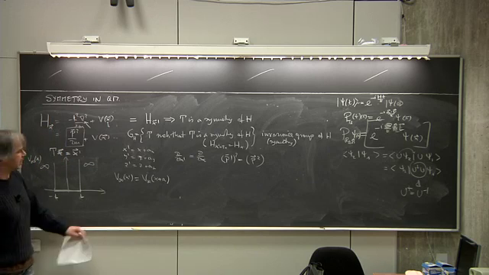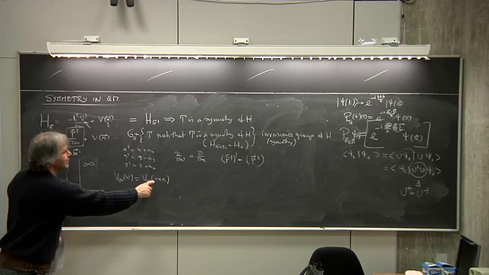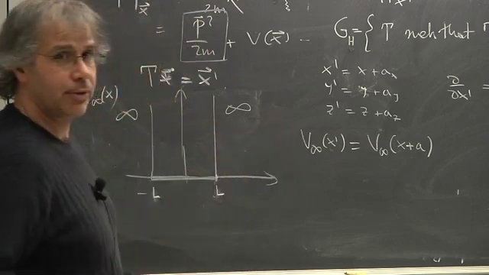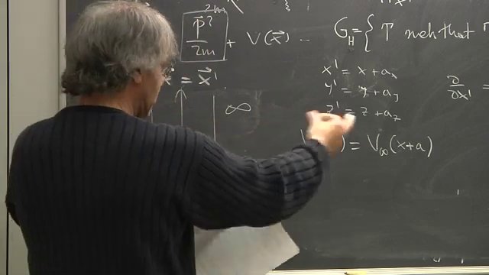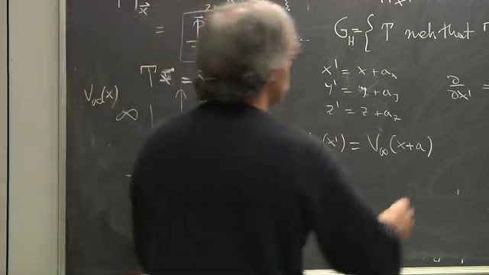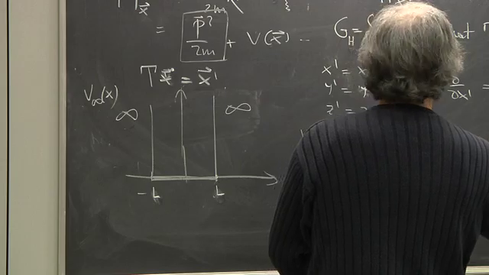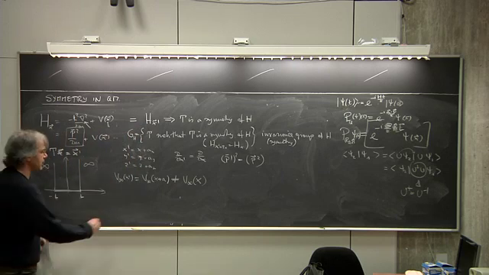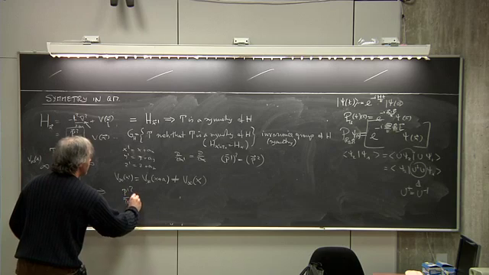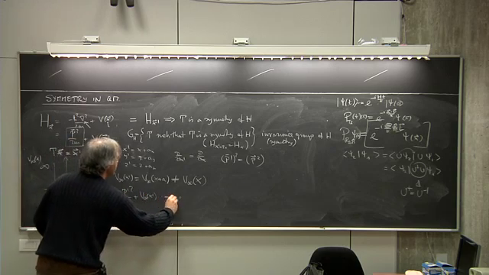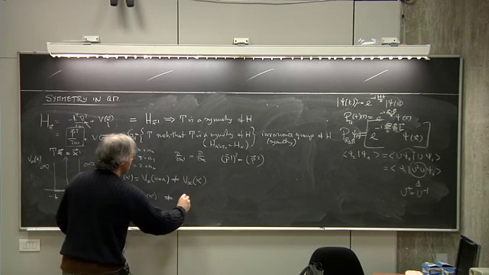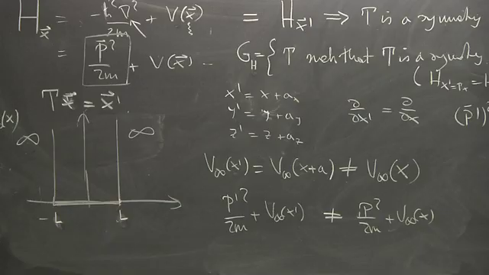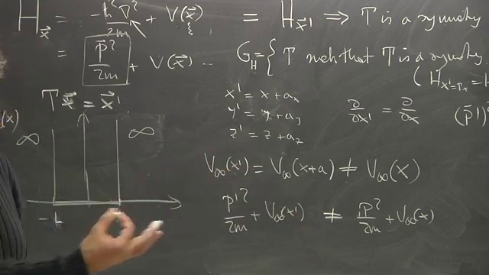So is v, for instance, in x, suppose that you translate by twice L in x equals 0. Now this is equal to infinity rather than 0. So it's this function translated, but it's not the same function. So this is different from v infinity of x. So the Hamiltonian in the new variables, which would read p1 square over 2m plus v infinity of x prime, is definitely different from the Hamiltonian in the old variables, because simply the potential is not invariant by translation.